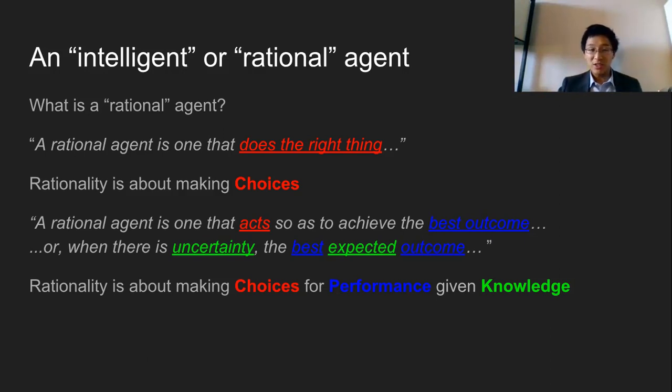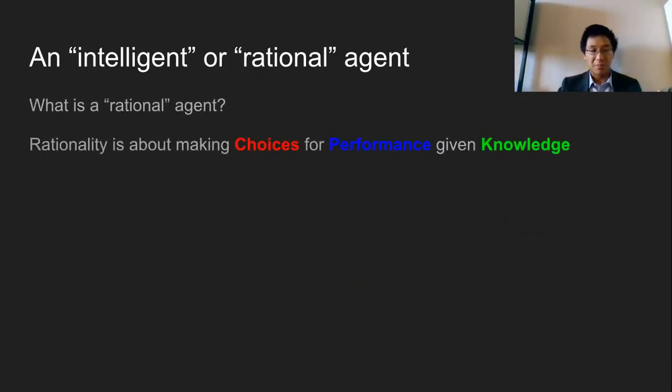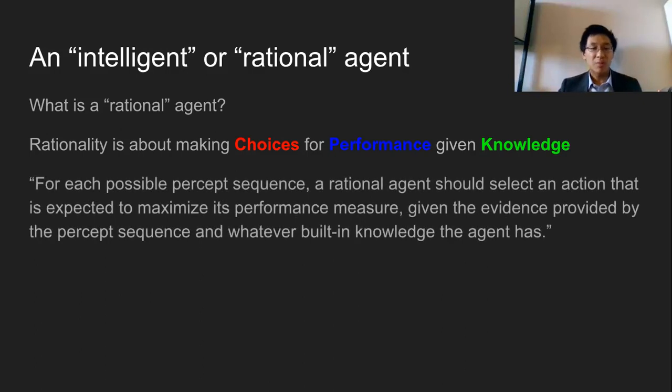So, I like these two definitions. They're short and they're sweet, especially the second one is short but still captures a lot. But I'm going to give you a slightly more technical definition. It's a little longer, but let's keep these three things in mind: choices, performance, and knowledge. So here's the definition. For each possible percept sequence, a rational agent should select an action that is expected to maximize its performance measure, given the evidence provided by the percept sequence and whatever built-in knowledge the agent has.